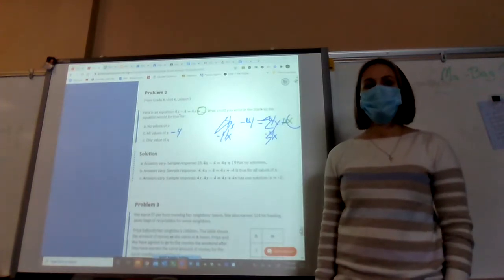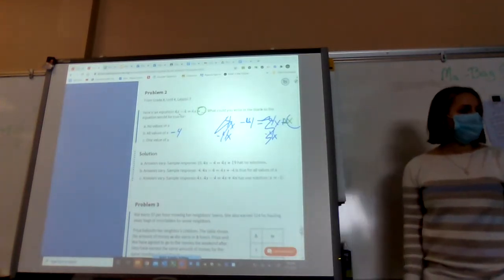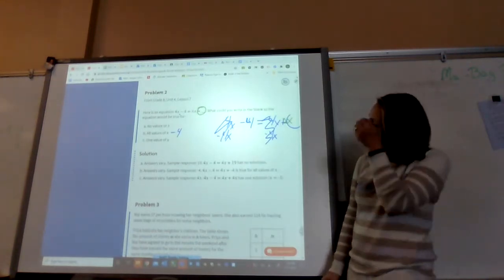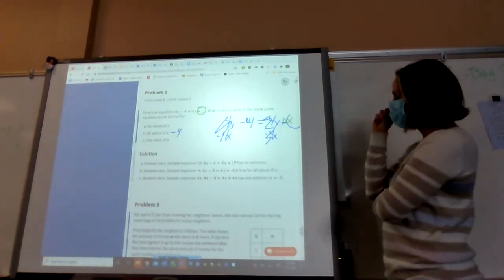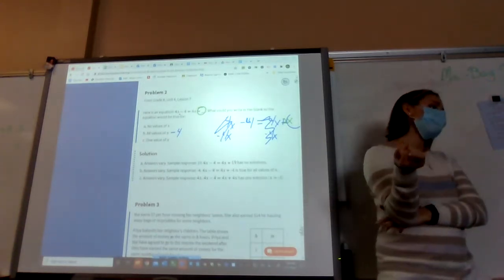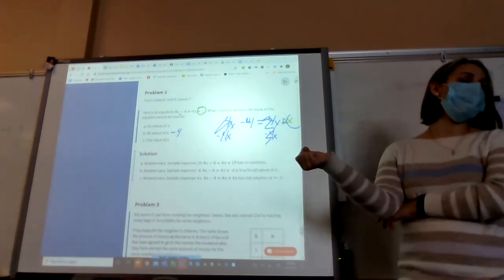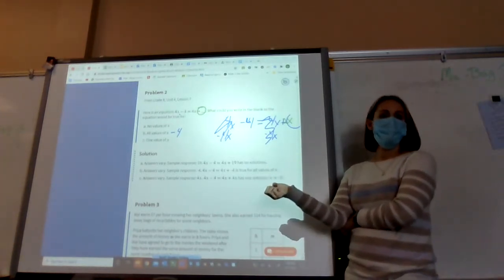Why wouldn't 0 work? Because if you solve it, 4x times 0 would be 0, because 0 is 0. Equal to negative 4, that would then make sense. Oh, because then it'd be nothing plus nothing equals negative 4. Oh, that would work. I have another thing. Other questions?